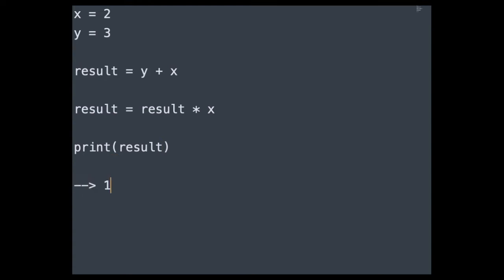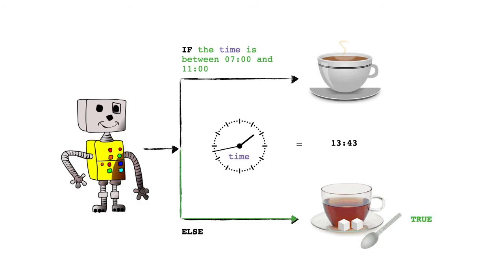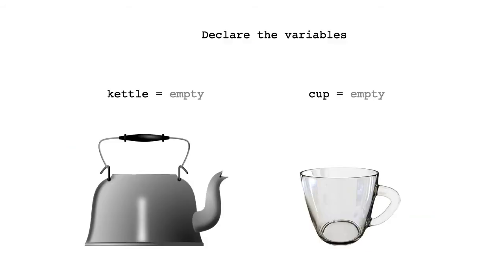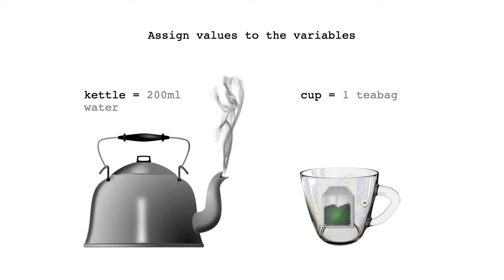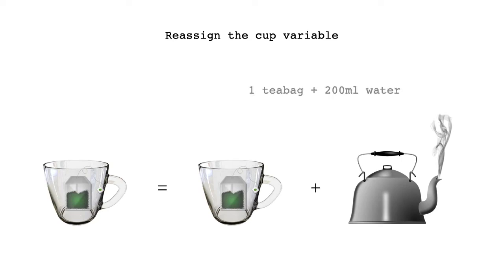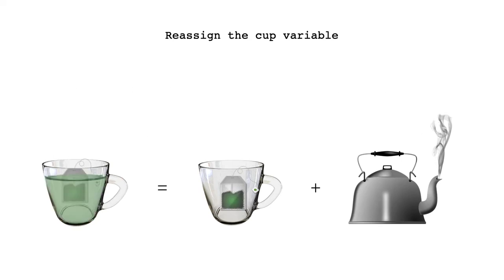So let's revisit our original example from the first video. It's the afternoon, we're going to make tea. We first declare the variables we need, which is an empty kettle and an empty cup. Next we assign values to them, which is 200 milliliters of water to the kettle and 1 tea bag to the cup. Next we add boiling water to the cup, reassigning the variable from 1 tea bag to 1 tea bag plus 200 milliliters of boiling water.